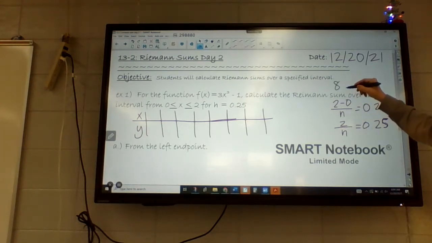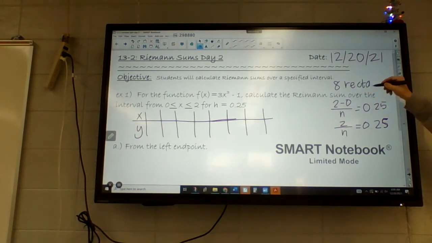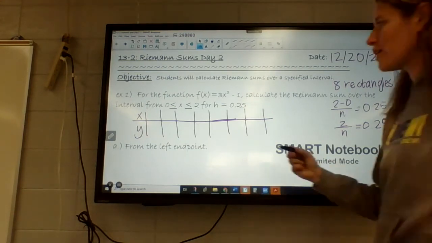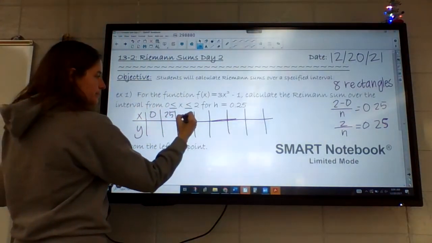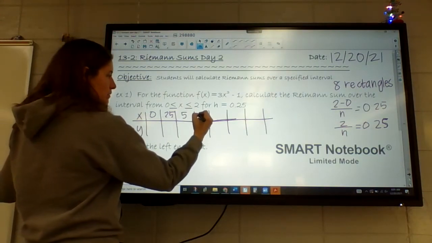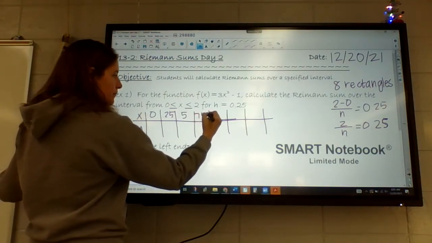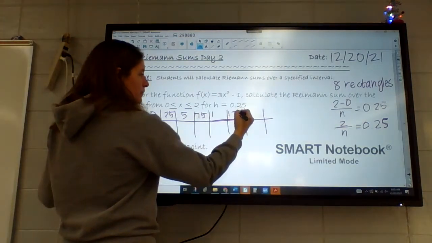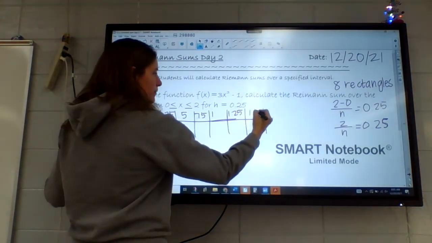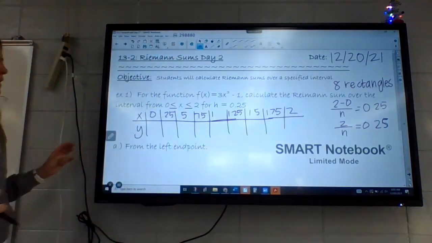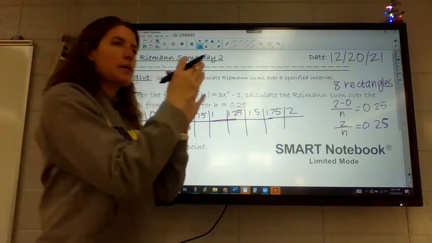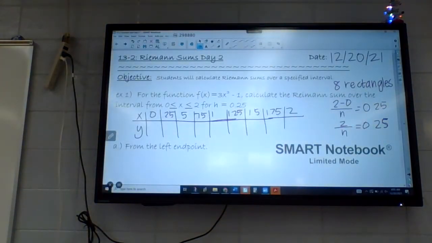So that might be good to realize. Otherwise, just realizing the width is 0.25, we're just going to do that as our interval or our units that we're going to use. Now you might think, well, wait, that's 9. Again, remember when we talk about the rectangles, it's the space between, so there's actually 8 there.